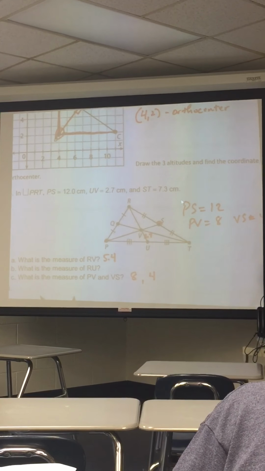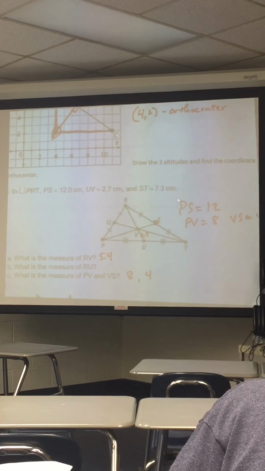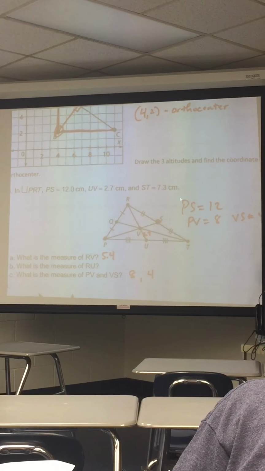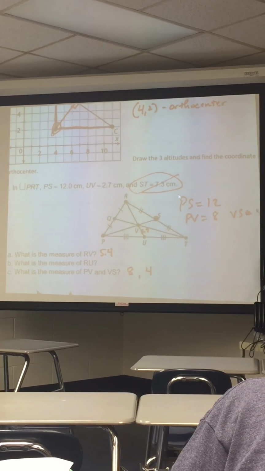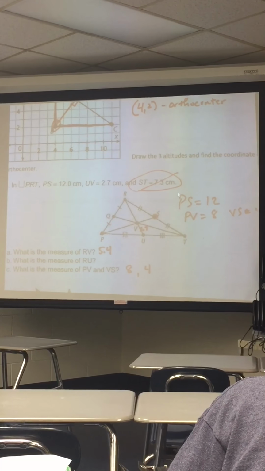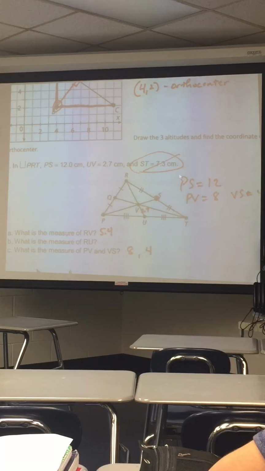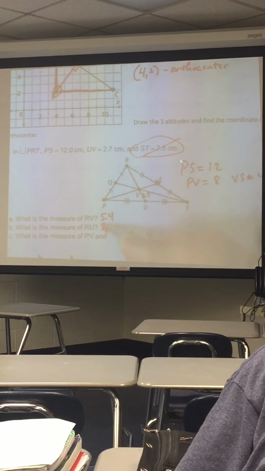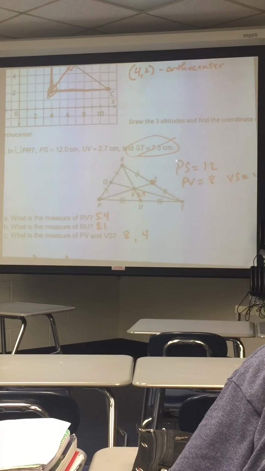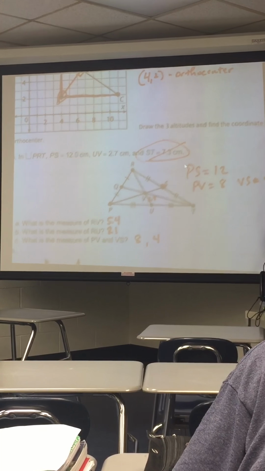And then if ST is 7.3, I guess we don't really even need that, do we? Don't need that info. Well, we know that that's 5.4, and that's 2.7. We just add those together, and we get 8.1 for RU. That's it for inside that triangle.